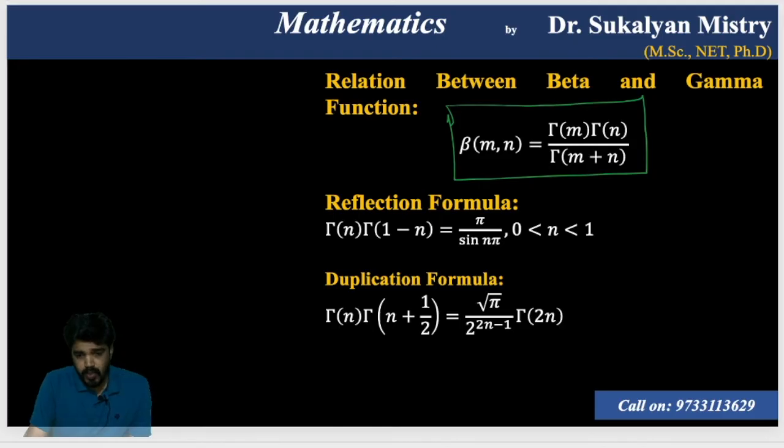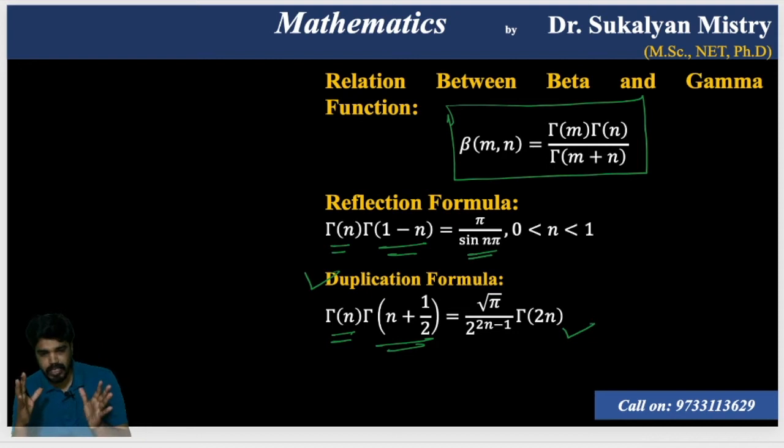Next, what is the reflection formula? That is gamma n into gamma 1 minus n, and that will be pi by sin n pi. Next, this is the duplication formula. This formula is called the duplication formula, that is gamma n into gamma n plus 1 by 2 will be root pi by 2 to the power 2 n minus 1 into gamma 2 n.